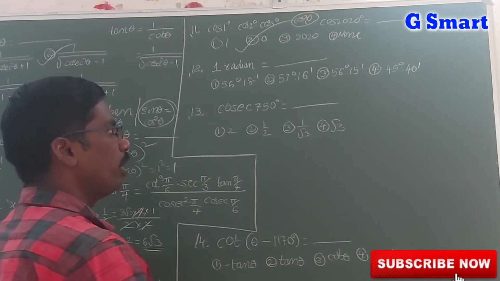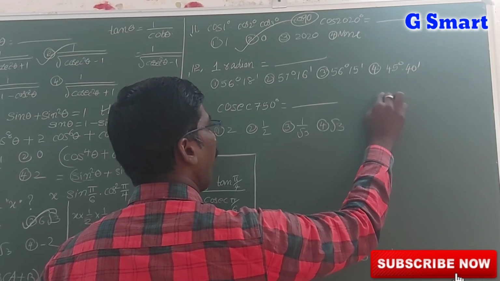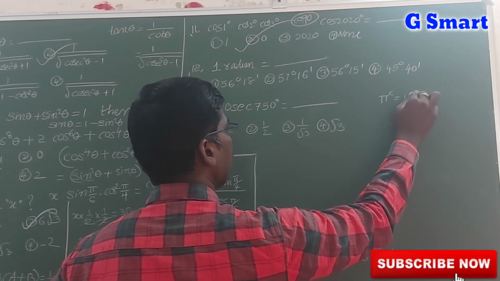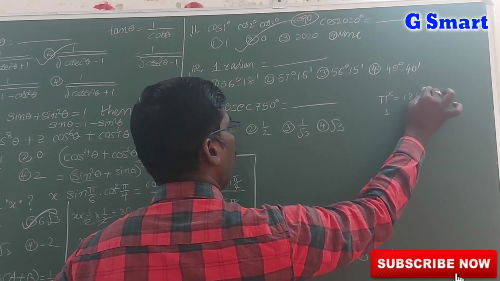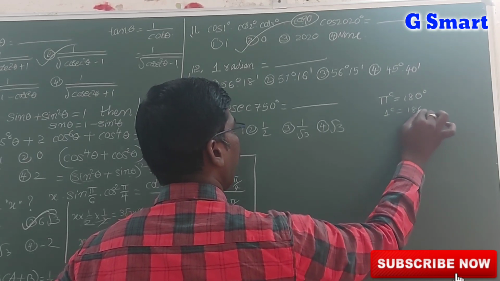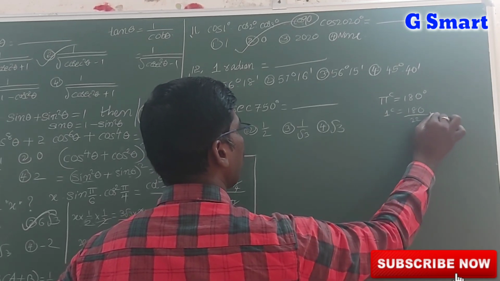1 radian is equal to how many degrees? So we know very well pi radian is equal to 180 degrees, isn't it? Now 1 radian is equal to 180 by pi. Pi means 22 by 7.